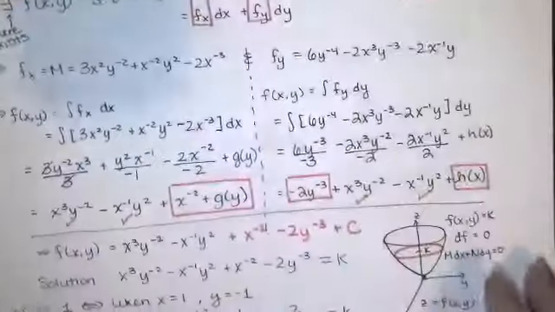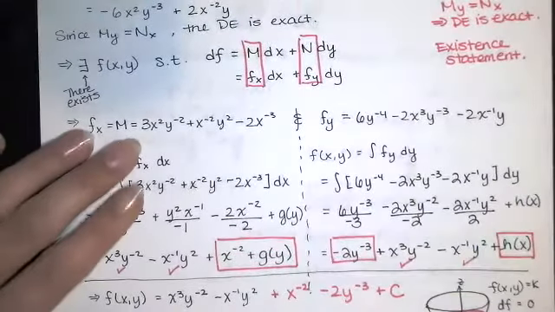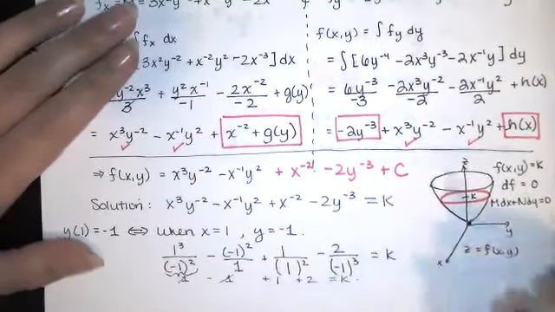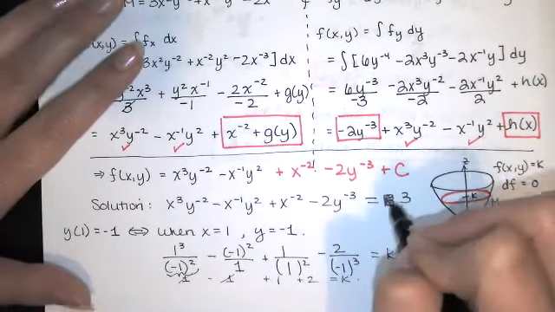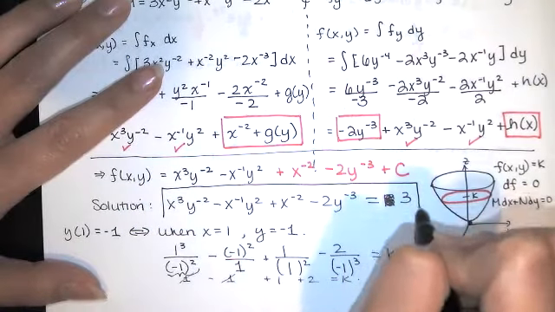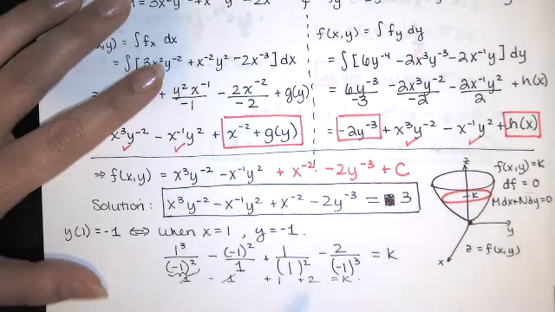Now, I should probably state my final answer. You don't just say k equals 3 and you're done. The final answer is this function, this equation equals 3 because k is equal to 3. Normally I would write it again and I would substitute it, but I ran out of space on my paper. So I'm just going to cross it out like that.